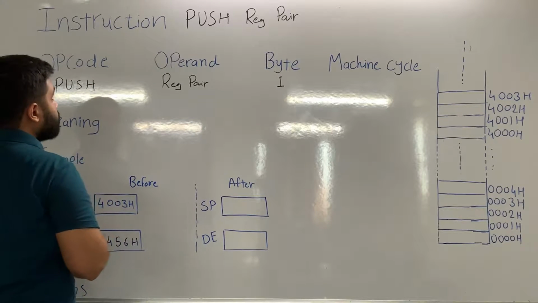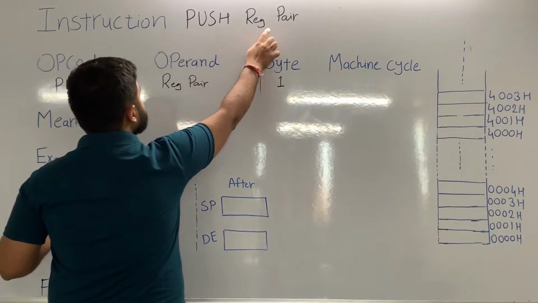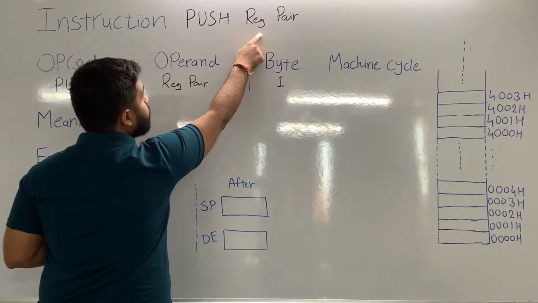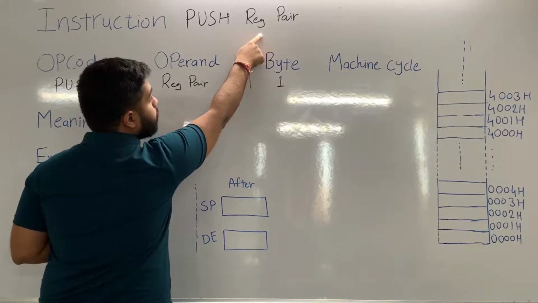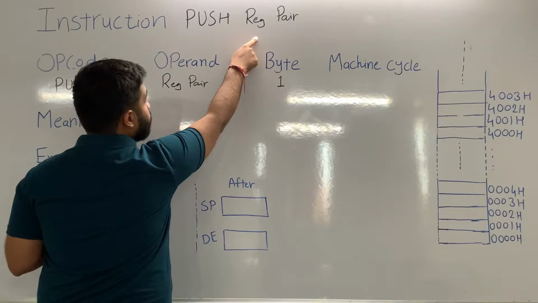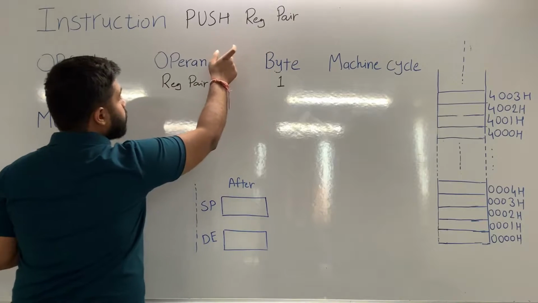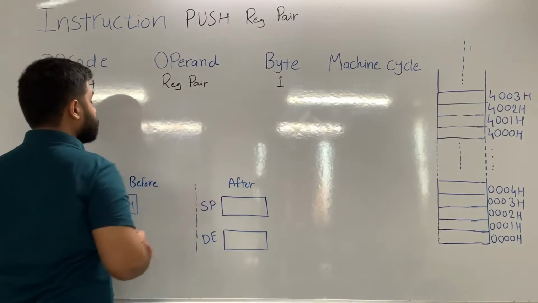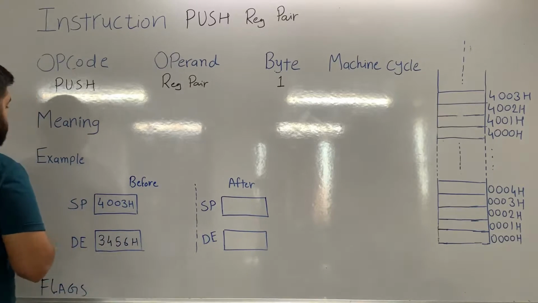Now let's see the meaning of the instruction. Push register pair. It means push the content of register pair to the stack. So when this instruction is executed, the data which is present in the register pair will be stored in the stack. Let's see one example.